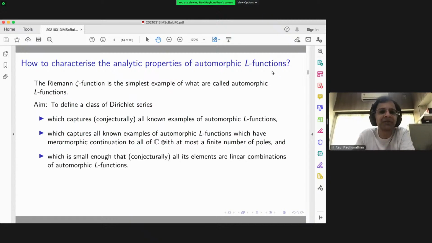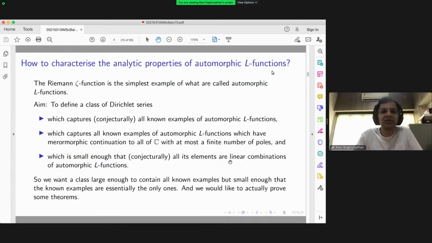And finally, I want this class of Dirichlet series small enough that again, conjecturally, all its elements are only linear combinations of automorphic L functions, that we don't really get much more. One can ask what linear means. Technically, maybe I need to allow coefficients which are themselves finite Dirichlet series. But we won't need to think about that too much. So essentially, I want a class large enough to contain all known examples, but small enough that the known examples are essentially the only ones.